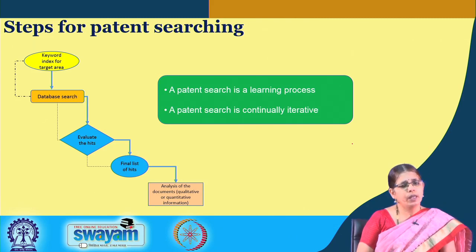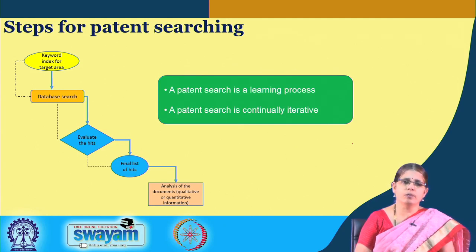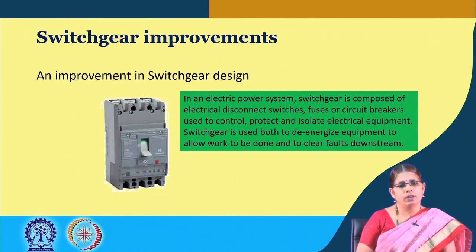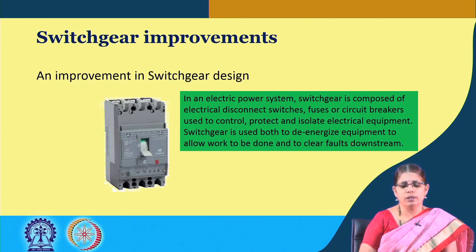So, therefore, patent search is a continuously iterative process, and refining of results is key to understanding the value that can come out of this sort of data. Let us understand one of the important areas of a mechanical invention and how to go about the keyword search. Switchgear is one area where a lot of improvements have been done, and let us understand how to go about using this as a search and looking at the results.